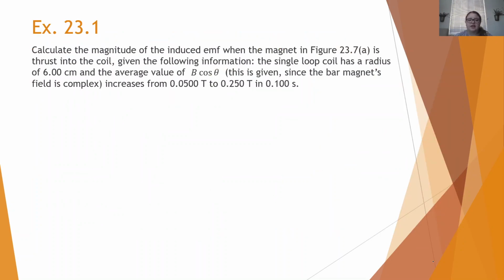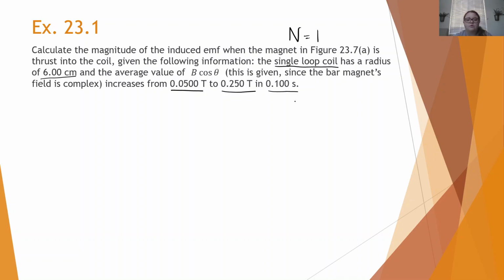All right, so let's quickly look at an example. Calculate the magnitude of the induced EMF when the magnet in this figure, which I forgot to attach, is thrust into the coil, given the following information. The single loop coil, so N is equal to 1, has a radius of 6 centimeters, and the average value of B cosine theta, which is given since the bar magnet's field is complex, increases from 0.05 Tesla to 0.25 Tesla in 0.10 seconds.